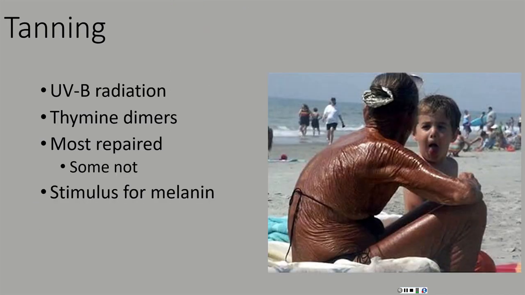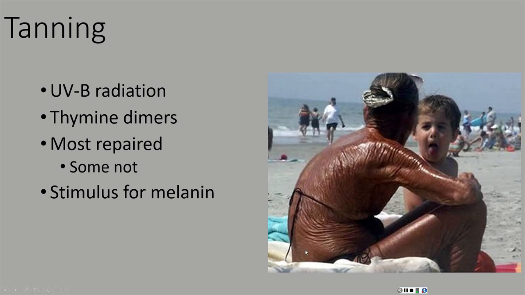So, what about tanning? Well, like we just said, melanin production is really tied in to ultraviolet B radiation. Ultraviolet B radiation is what is being blocked by melanin. So why is that important? Well, ultraviolet B radiation actually causes DNA damage. And specifically, it causes something called thymine dimers.